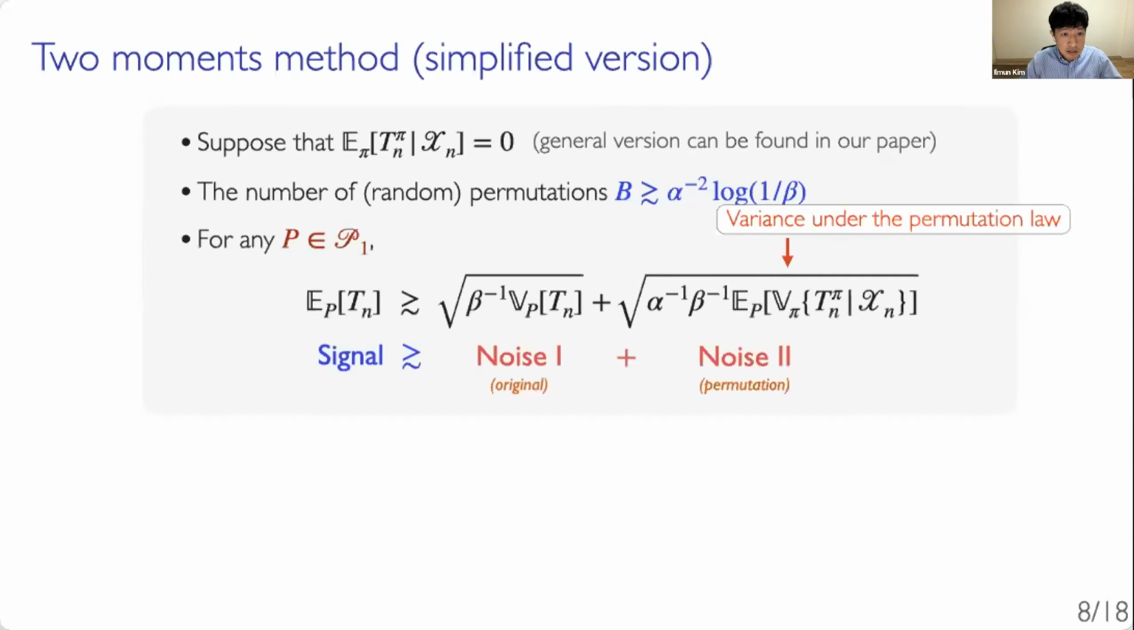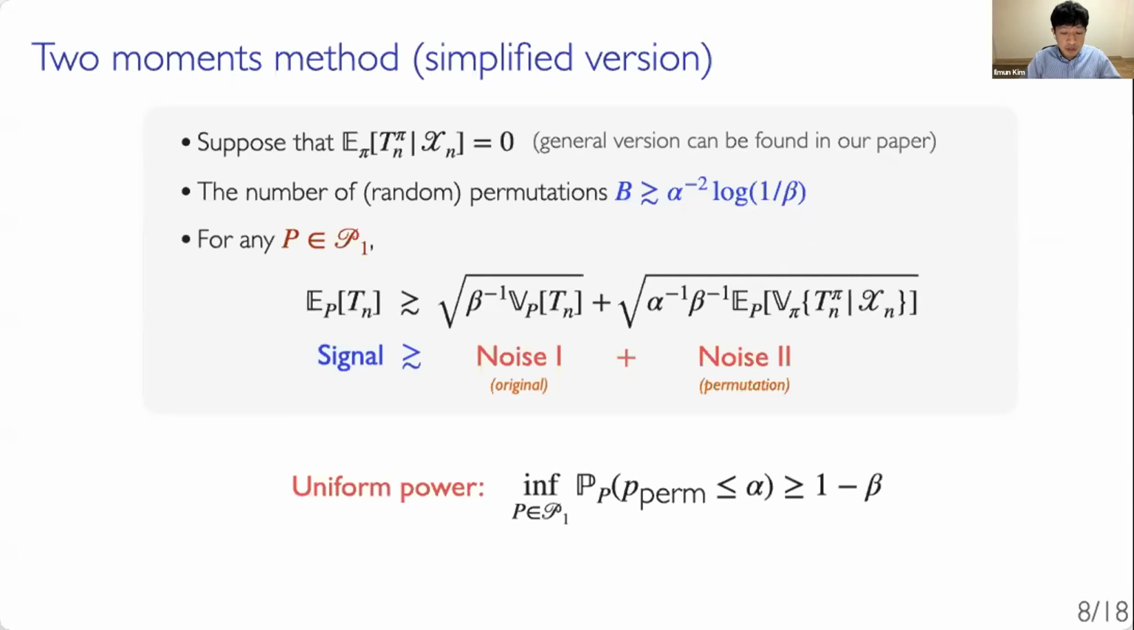And then lastly, we assume that for each distribution in the class of alternatives, the expected value of the test statistic, which is basically the signal, is greater than the square root of the variance of the test statistic plus the square root of the expected variance of the permuted test statistic. In other words, we assume that the signal is greater than the sum of two noises, from the original distribution as well as the permutation distribution, up to some constant factor.